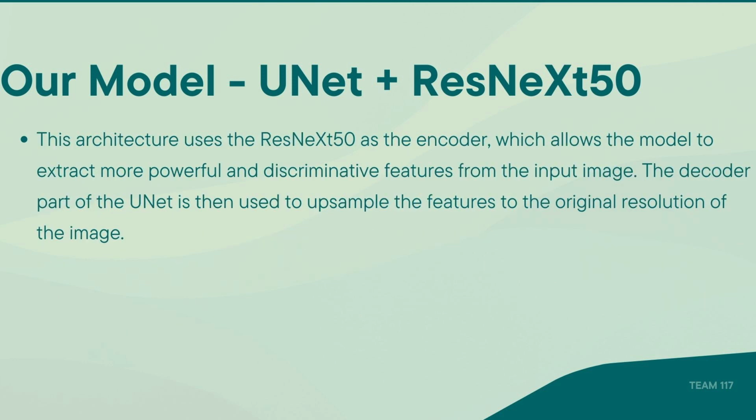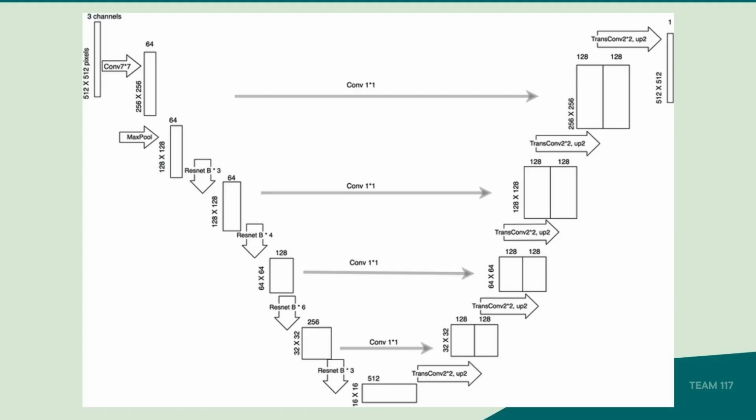This architecture uses ResNeXt 50 as the encoder, which allows the model to extract more powerful and discriminative features from the input image. The decoder part of the UNet is then used to upsample the features to the original resolution of the image. This is the overall architecture of our model. The model was trained using a combined loss function of cross entropy and dice loss with Adam as the optimizer.